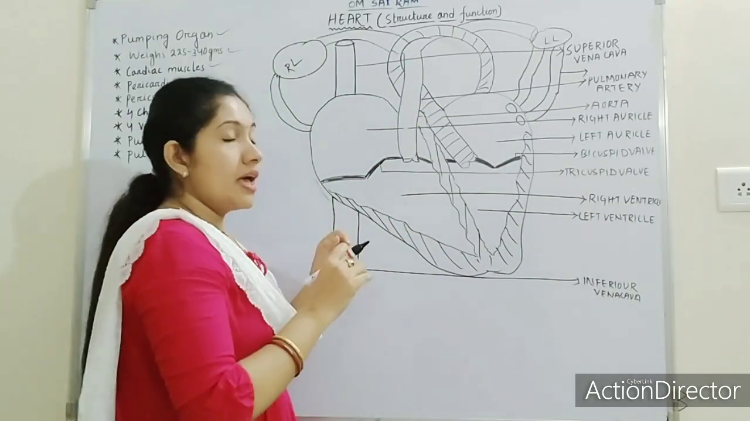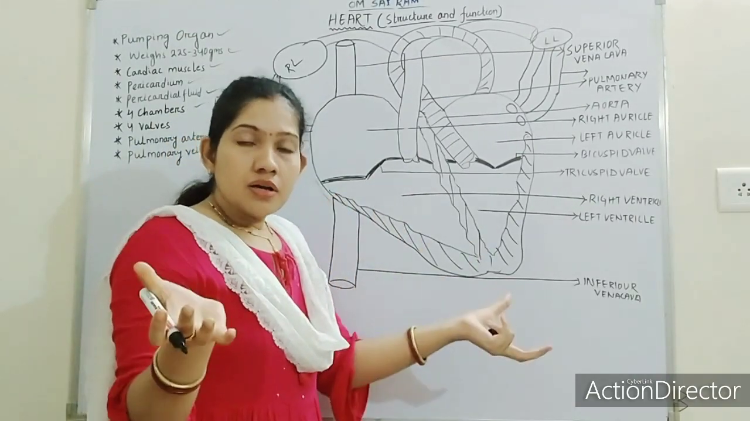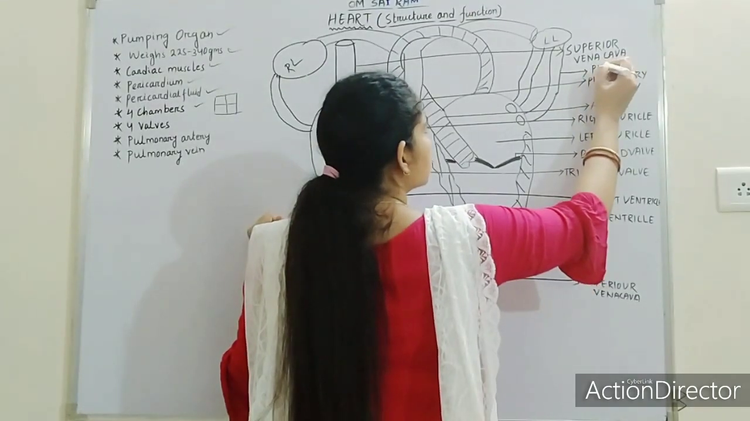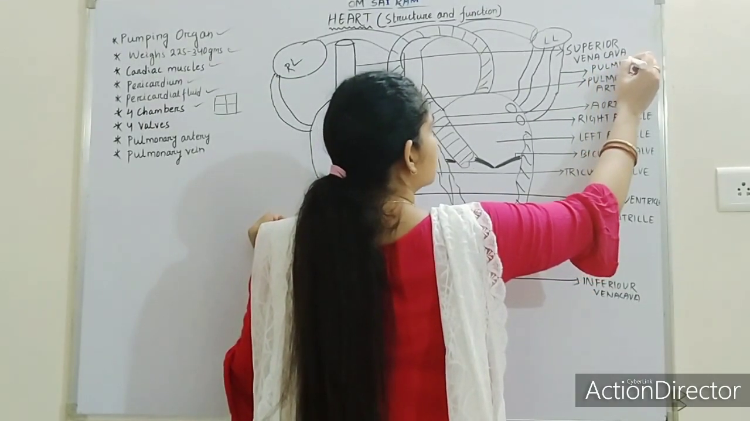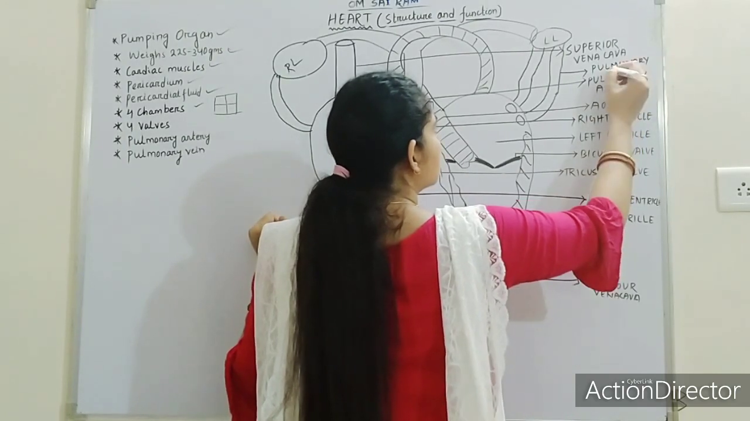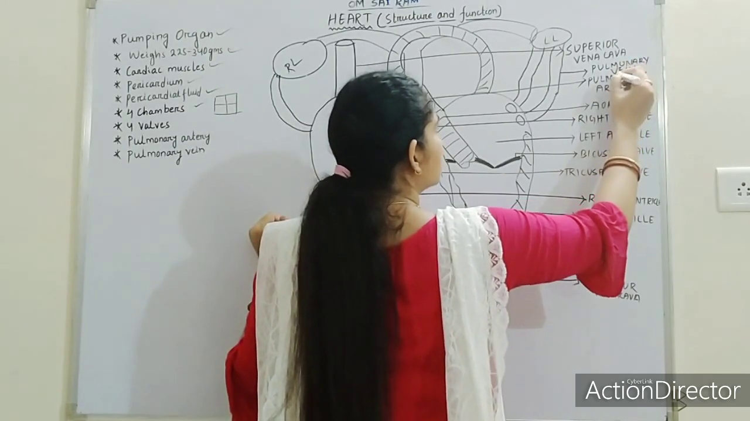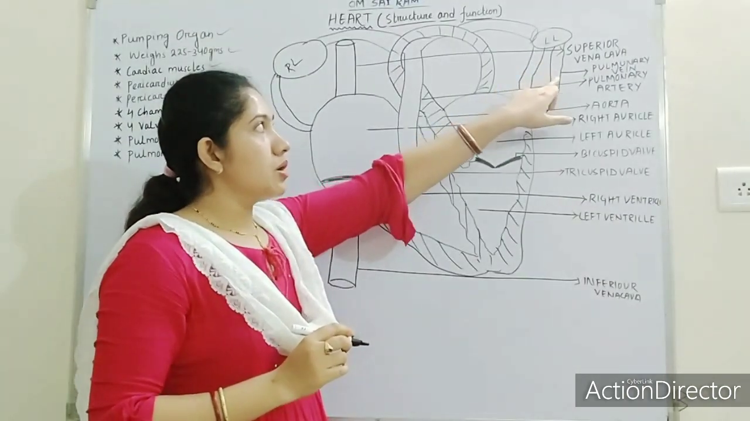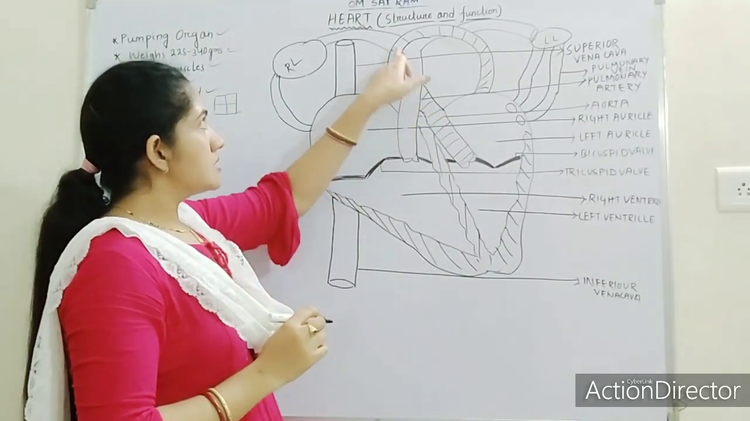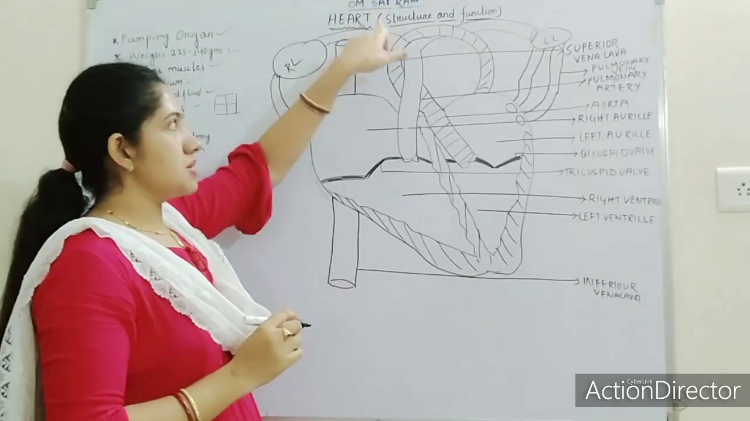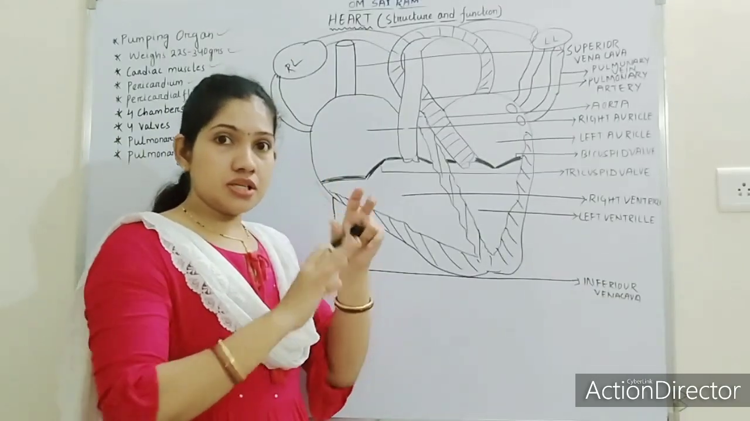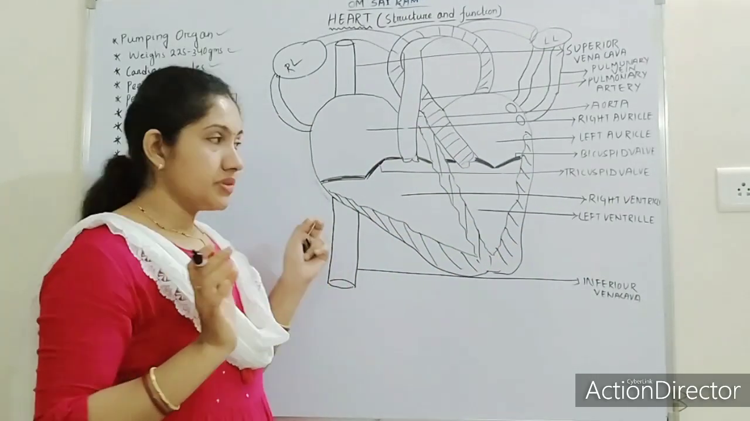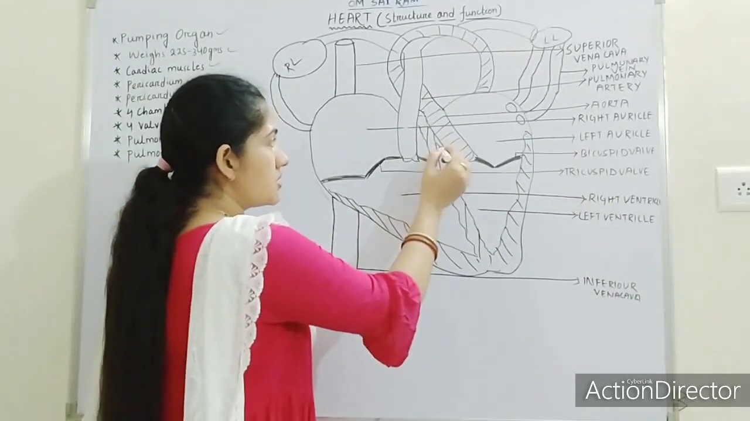From the lungs, pulmonary veins will originate. So these are the pulmonary veins. This is the pulmonary artery, which has some separation. Don't worry, when I tell you the detailed functioning, then you will have a clear idea about all these structures.